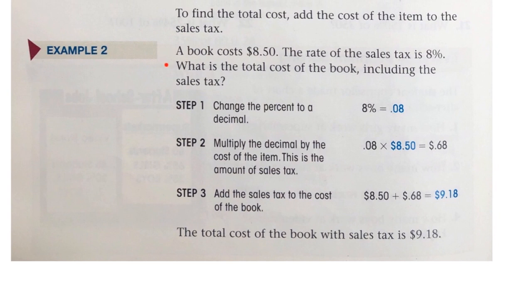A book costs $8.50. The rate of the sales tax is 8%. What's the total cost of the book, including the sales tax? So we have a third step. First step, change the percent to a decimal. Second step, multiply the decimal by the cost of the item to get the sales tax. The third step is to add the sales tax to the cost of the book. The $8.50 plus the 68 cents equals $9.18. The total cost of the book with sales tax is $9.18.